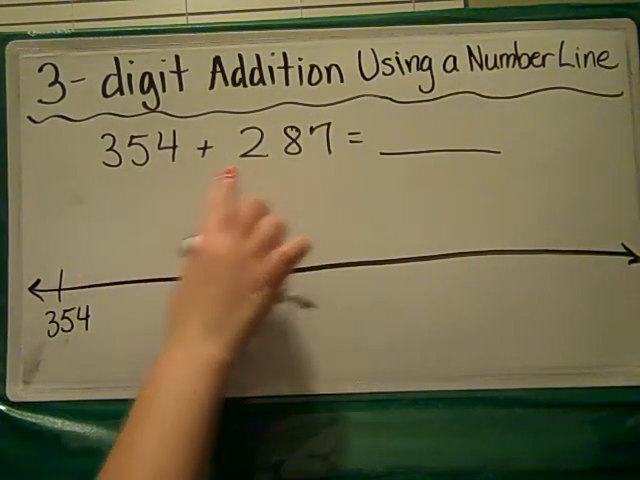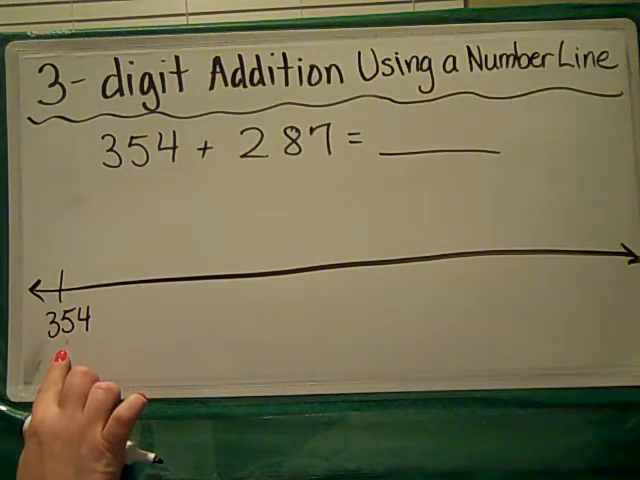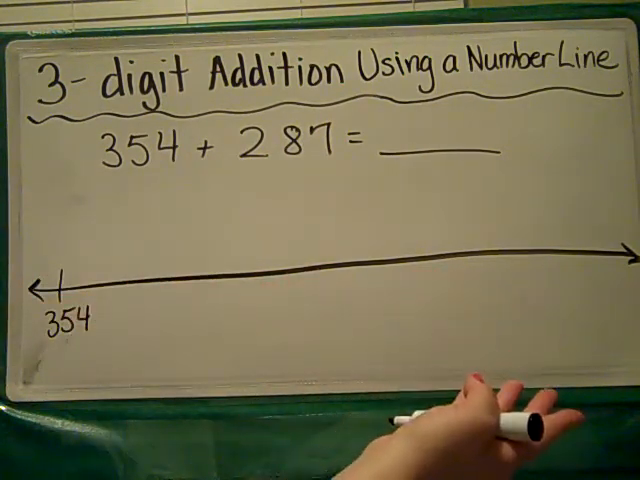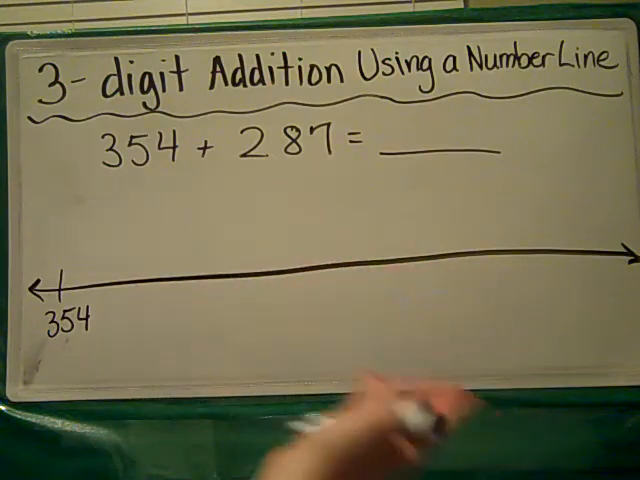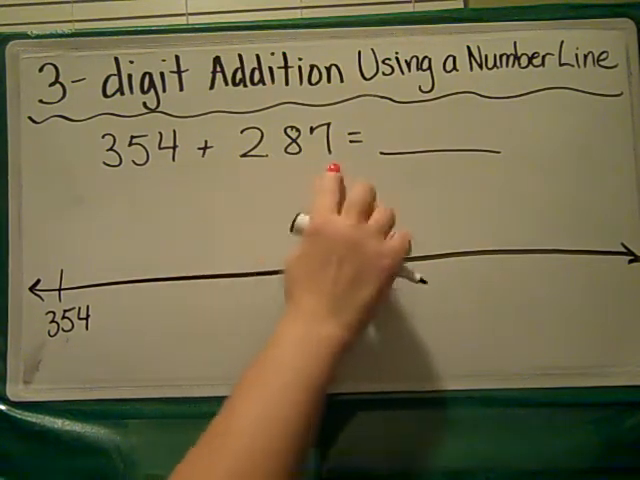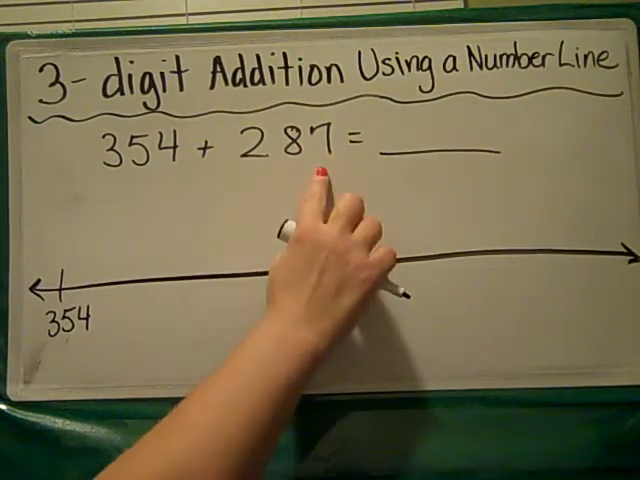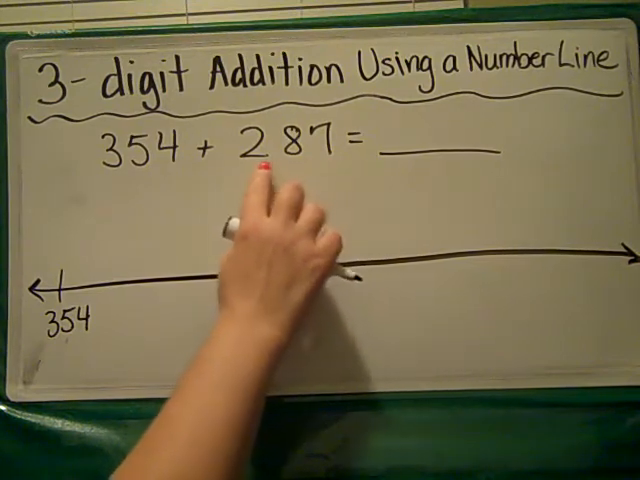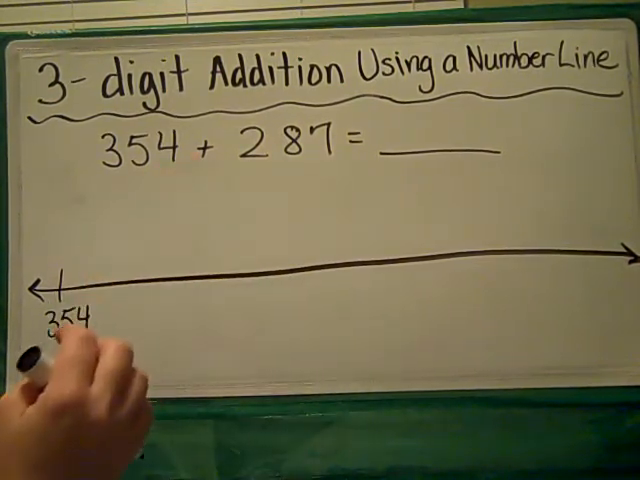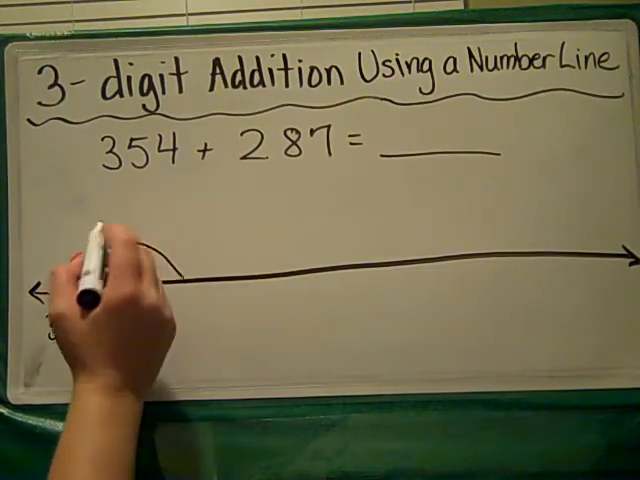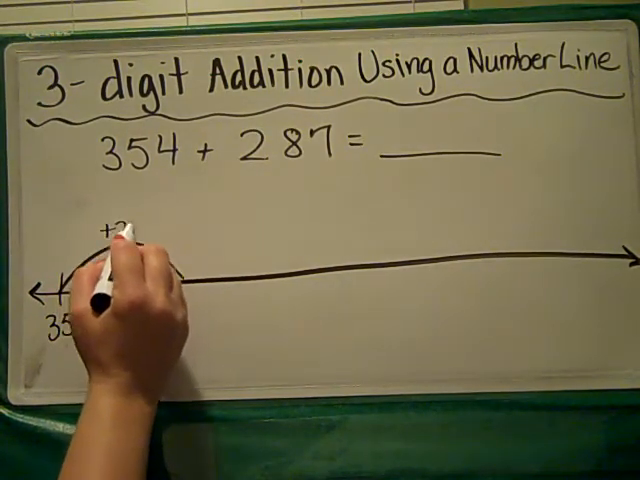So to add 287 to 354, I'm obviously not going to hop 287 times one hop each because that would take forever. So what I want to do is use my knowledge of place value to break this up into hundreds, tens, and ones. So the first thing I'm going to do is I'm going to hop 200. So I'm going to take one big hop here and I'm going to label this plus 200.